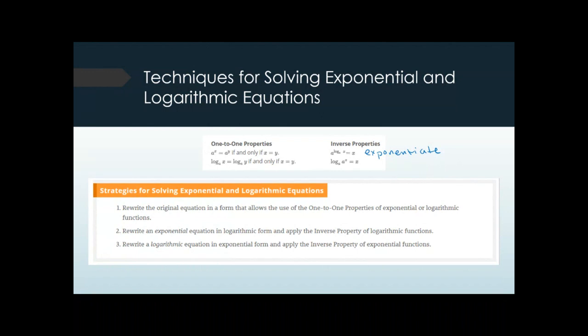Some strategies for solving these equations: first, rewrite it in a form that allows you to use one of the one-to-one properties. That's the easiest way to solve. So if possible, write it so that you can use a one-to-one property. If you can't, then you would move on to try to use an inverse property. You would solve an exponential equation by taking the logarithm of both sides, and a logarithmic equation by taking the exponent on both sides, essentially. You're doing the inverse to undo it, because when we're solving equations, if we had like 2 times x, you did the inverse, you divided to get rid of it. So for exponents, the inverse is the logarithm, and so on.